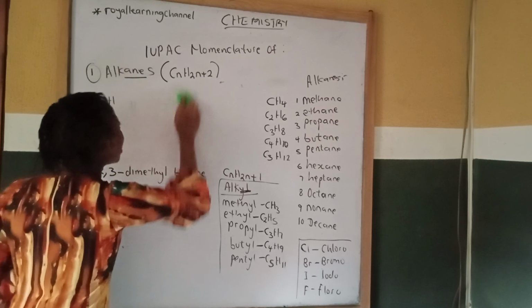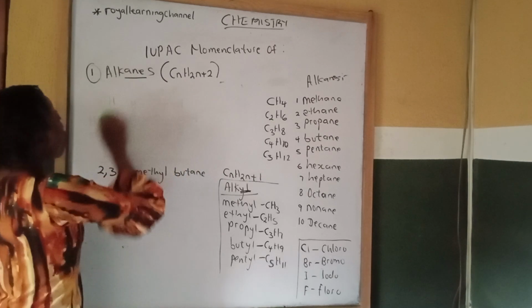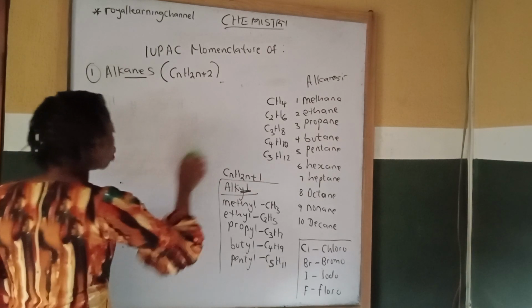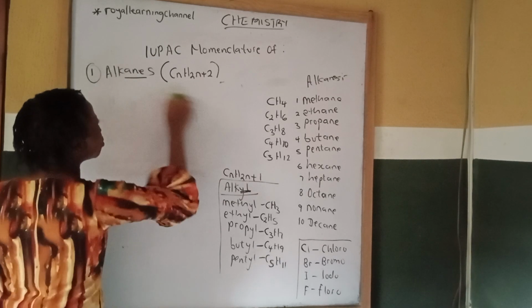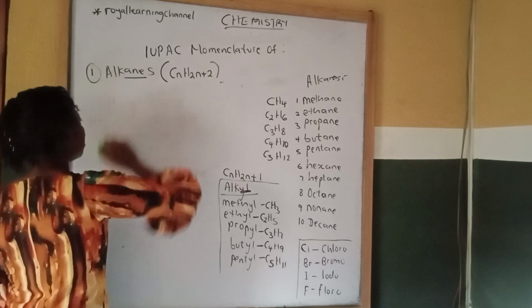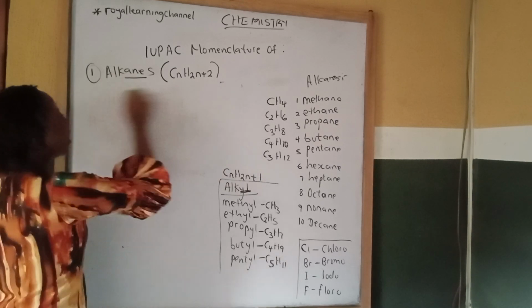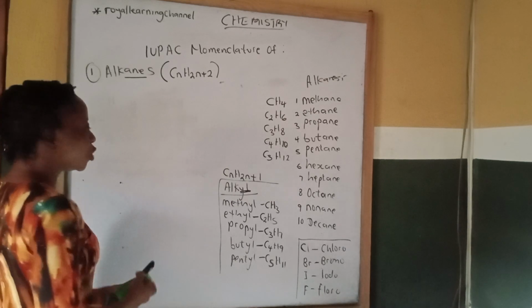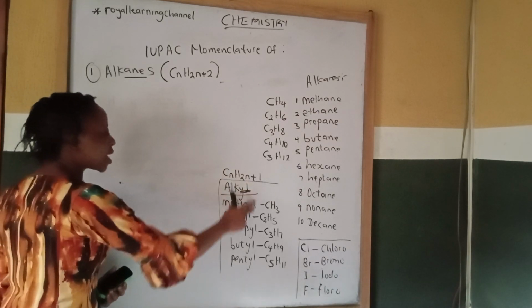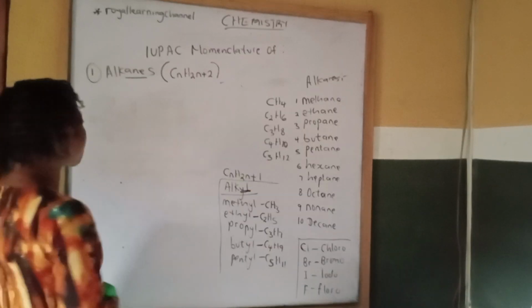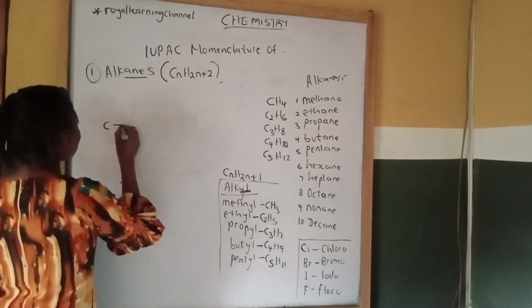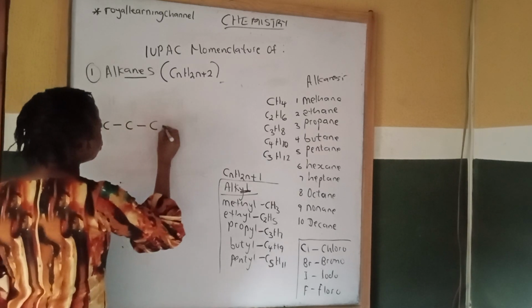So let's look at another structure. Now we are going to look at a structure of alkane with two different organic substituents. Don't forget that our alkyl groups are the organic substituents.